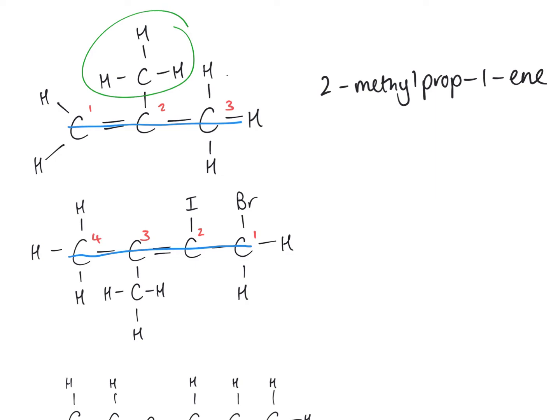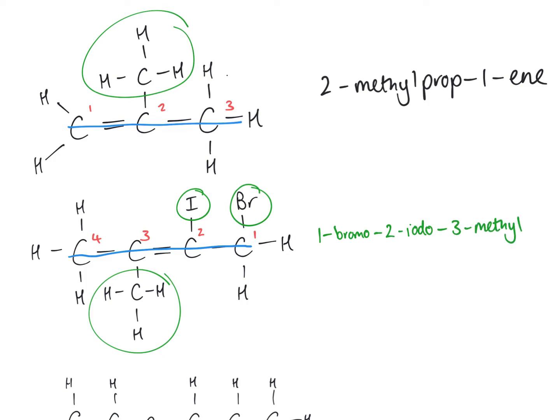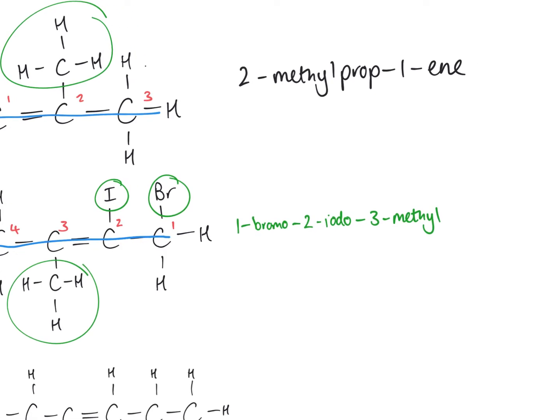Our substituents are methyl, iodo and bromo. So we've got to put those in order alphabetically, not numerically. So the name is going to be 1-bromo-2-iodo, because that comes next alphabetically, -3-methyl, and then the ending, which I'll need to move across for, is going to be but-2-ene.